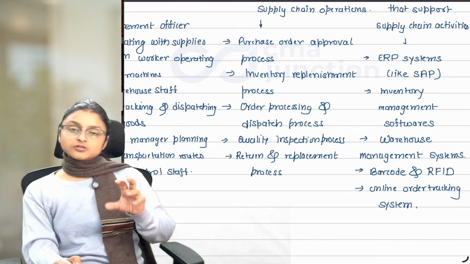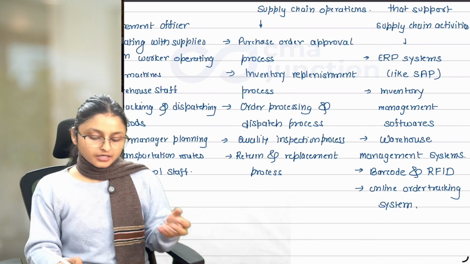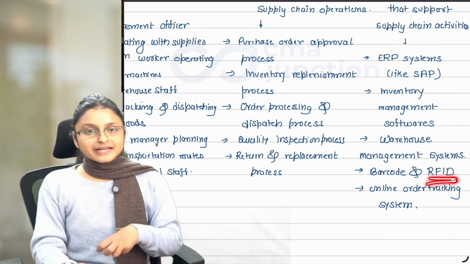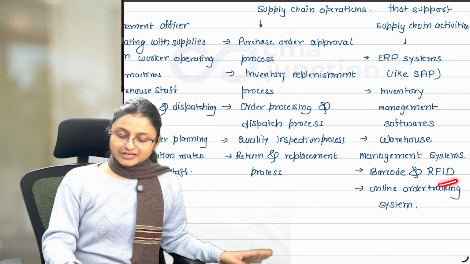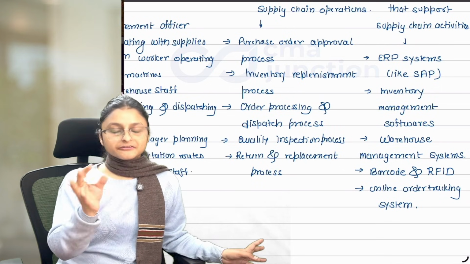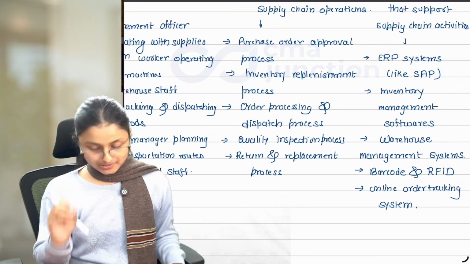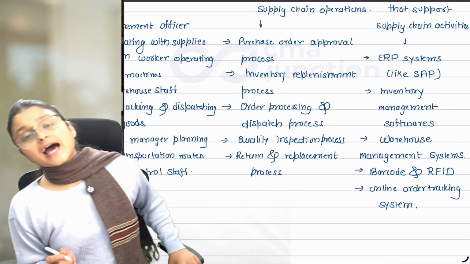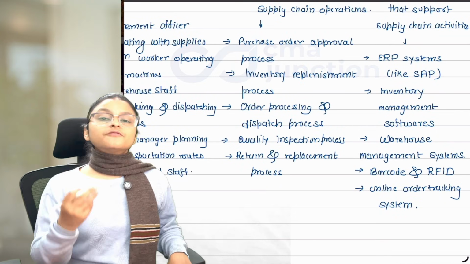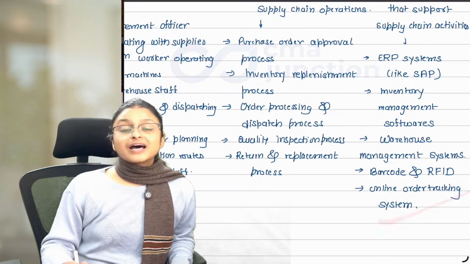RFID tags also do something similar to that, but we will understand it in detail when we cover the case study of Walmart. For now, just understand that barcode and RFID are somewhat similar things. Then comes the online order tracking system, how customers will track orders. We might have some system for the same thing. We are going to manage that as well.